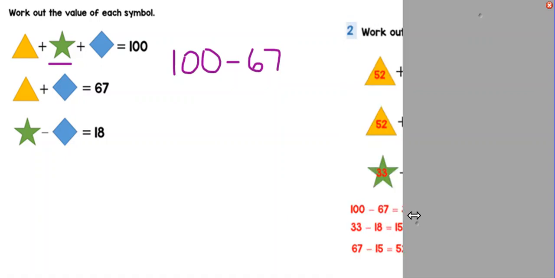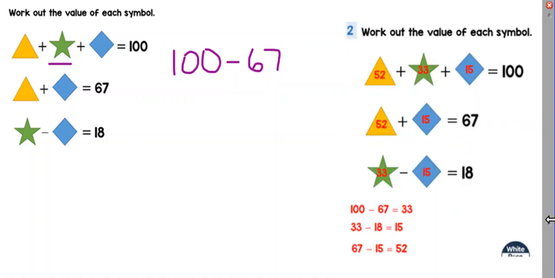So what we're going to do here, we're going to have a look at the working out. So you would do 100 minus 67, which is 33. So that means that a star is worth 33. So then you can place that in here to work out the value of the square. So you would do 33 minus 18, which is 15. So the square is now worth 15.